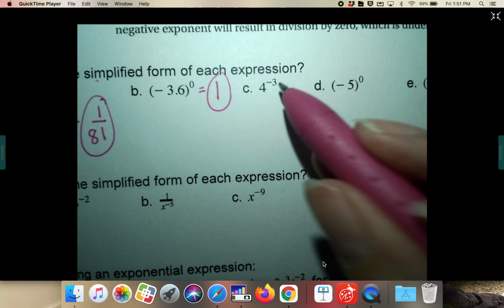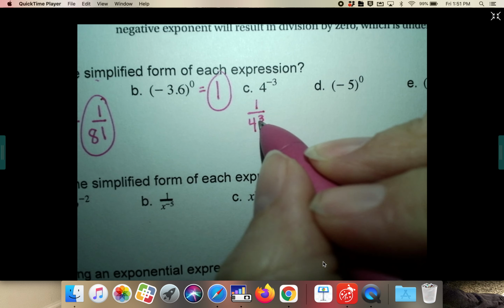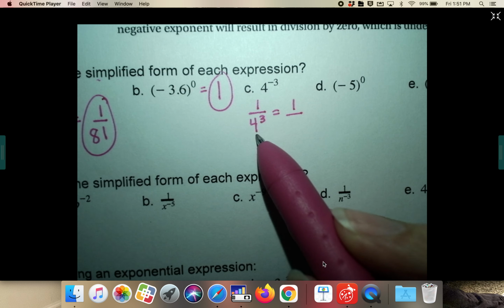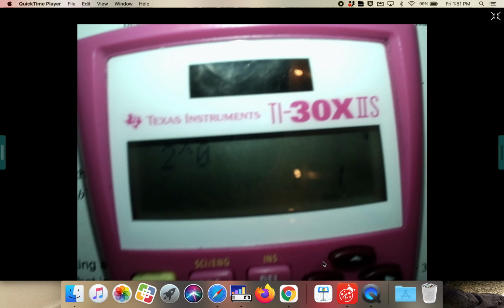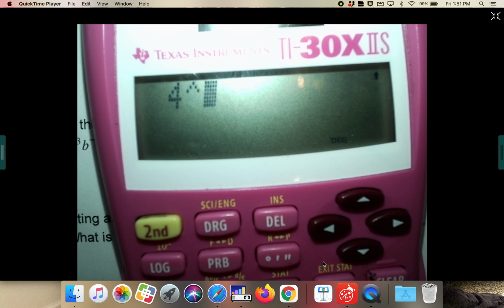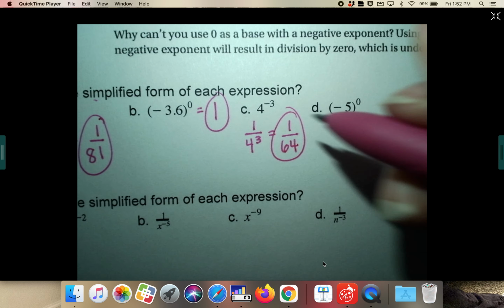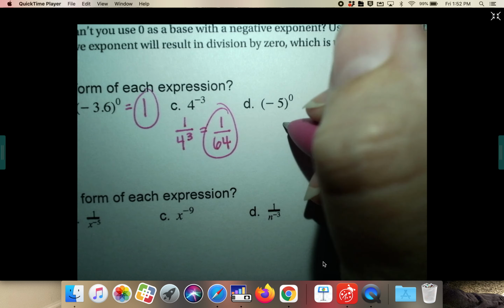4 to the, can't have a negative exponent. So I'm going to flip it under a 1 and make it now a positive exponent. But I do want you guys to practice working it all the way out. 4 to the third means 4 times 4 times 4. And if you don't know it, 4 to the third is 64. Or you could have typed out 4 times 4 times 4. Okay, anything to the 0 power is 1.